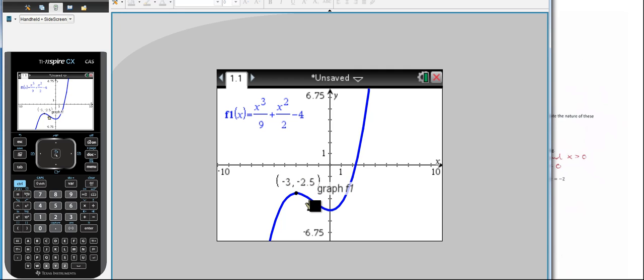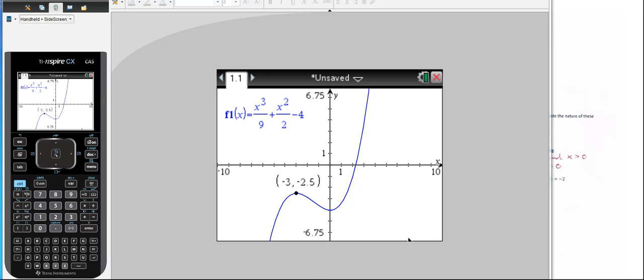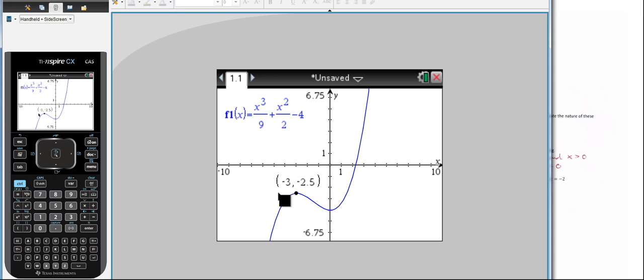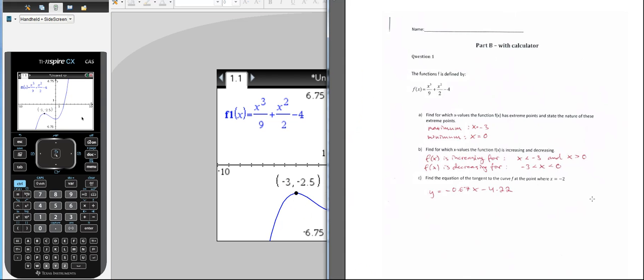These are the coordinates, but they asked us for the x values. So in A we just have to answer: for x is equal to minus 3, we have a maximum.